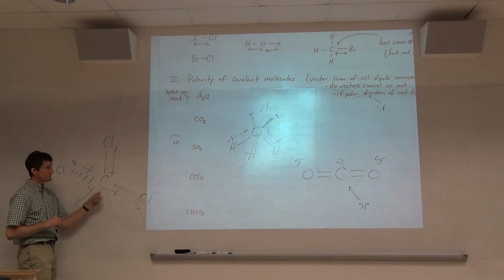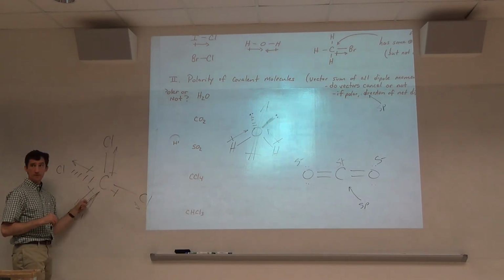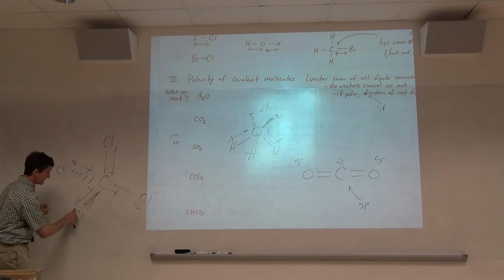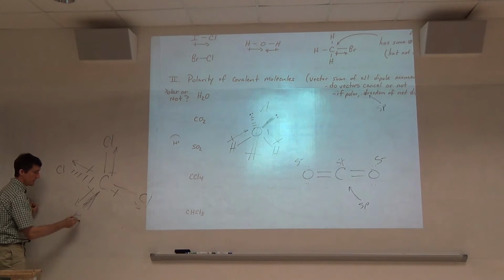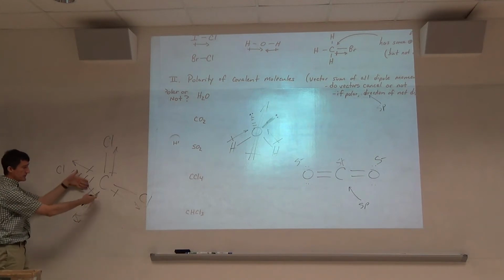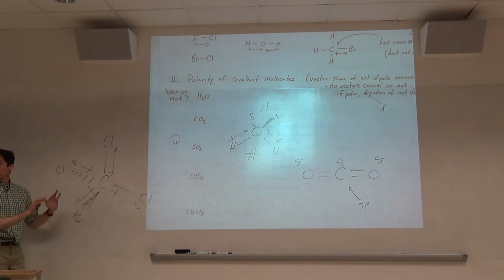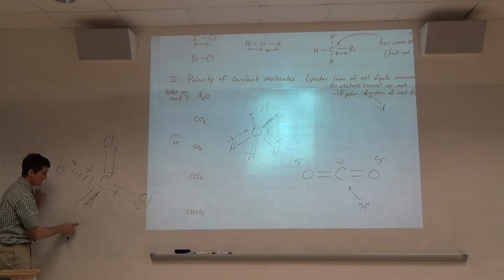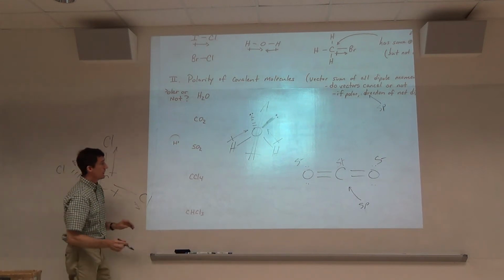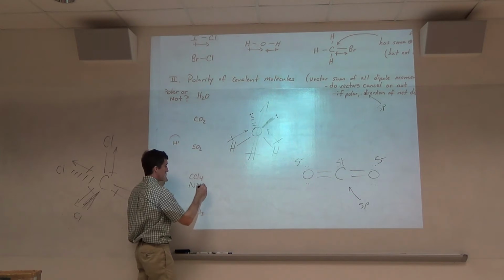But in the end, when you have 4 identical things on a carbon like this, all dipoles cancel. Now, of course, if one of these was a bromine, then not, because you've got a bigger dipole this way than the other way. Okay? So this is non-polar.